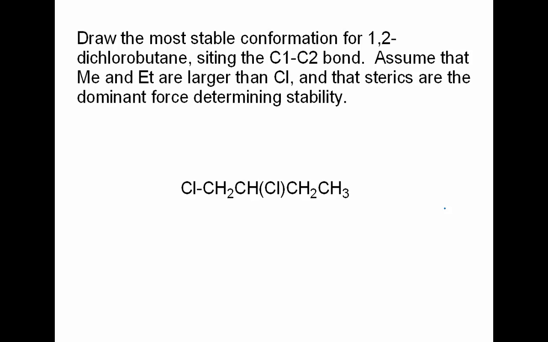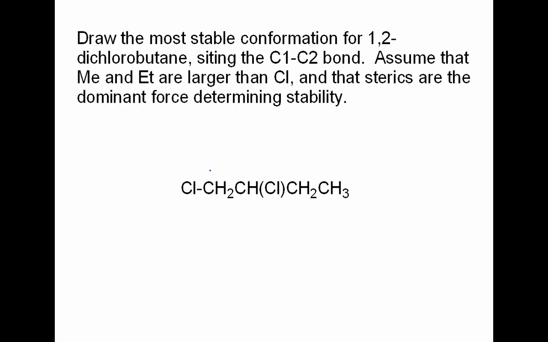Okay, so we're going to end this section here by doing a problem. Draw the most stable conformation for 1,2-dichlorobutane, sighting down the C1-C2 bond. Assume that methyl and ethyl are larger than chlorine, and that sterics are the dominant force determining stability. What you should do right now is pause it and do this problem yourself, and then restart it after you've done the problem to verify whether your answer was correct.